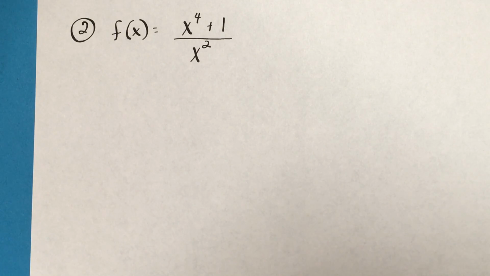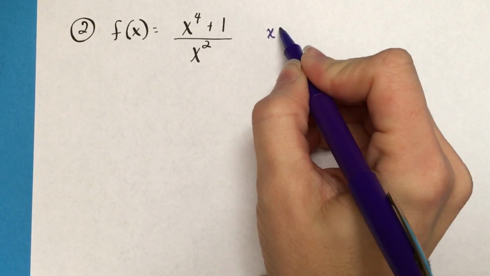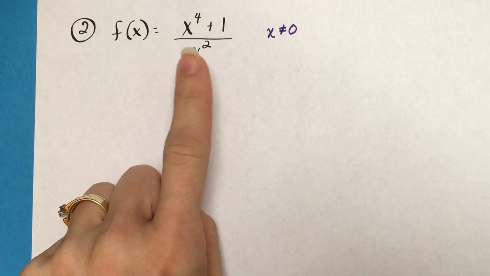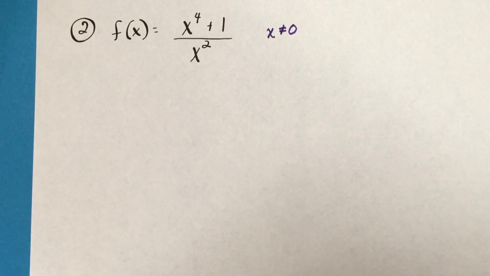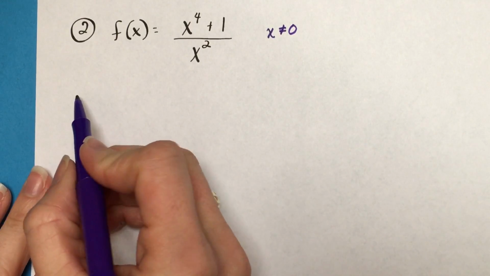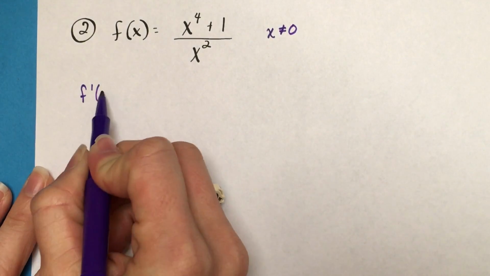Okay, first thing that we've got to consider here is the fact of going back to your domain that x cannot be equal to 0 because that would cause this function to be undefined. So we need to keep that in mind. Okay, so getting your first derivative using your quotient rule.